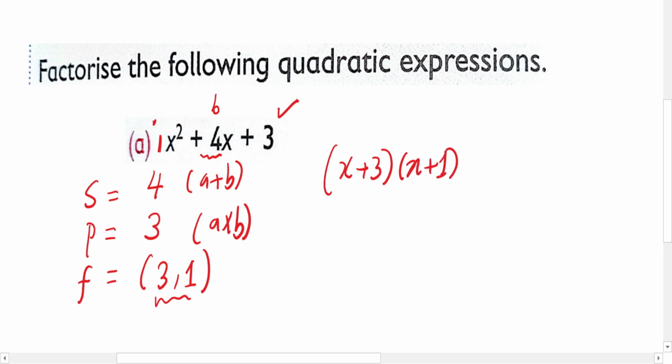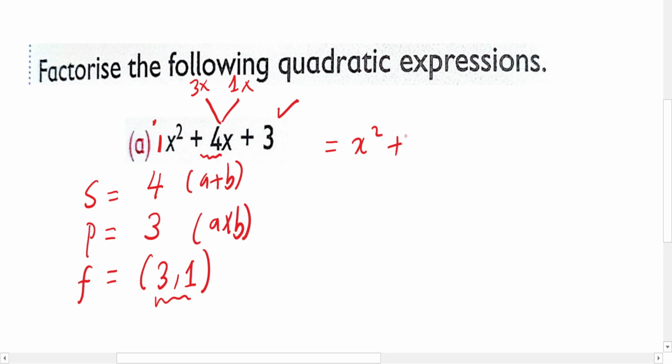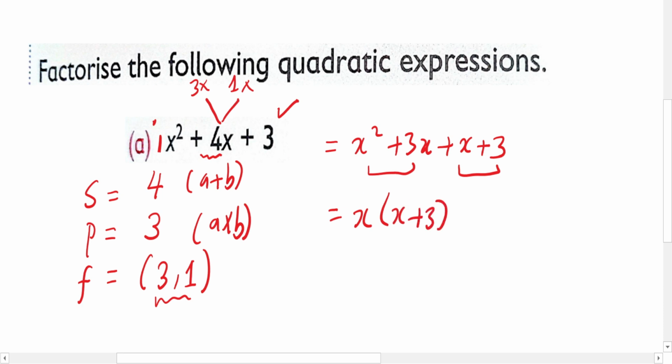Now, there's also the long way, which you need to be taught as well, something that you've been taught at school. Once you get the factors, it means the 4x is divided into two terms, 3x and 1x. So you get x squared plus 3x plus 1x plus 3. Now you factorize into two groups. The common factor for the first group is x, into bracket x plus 3, since x squared divided by x gives x, and 3x divided by x gives you 3.